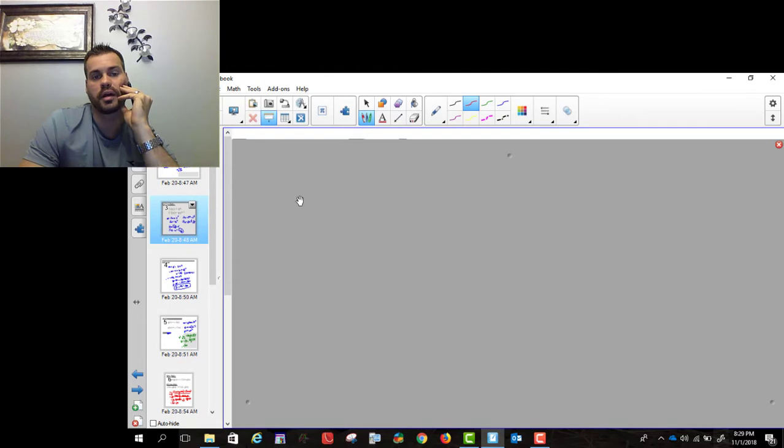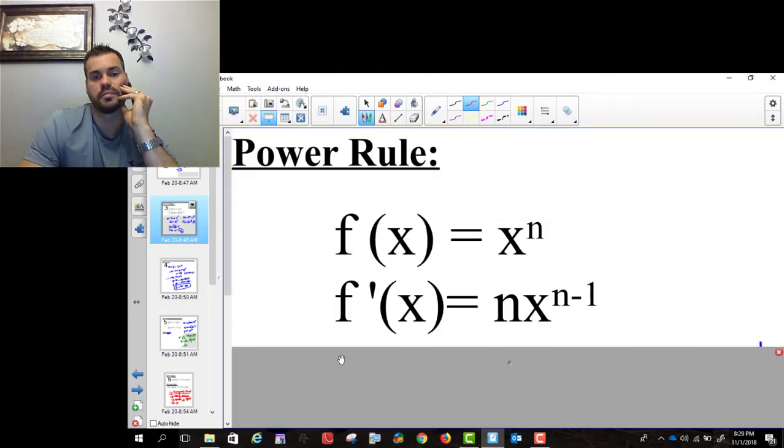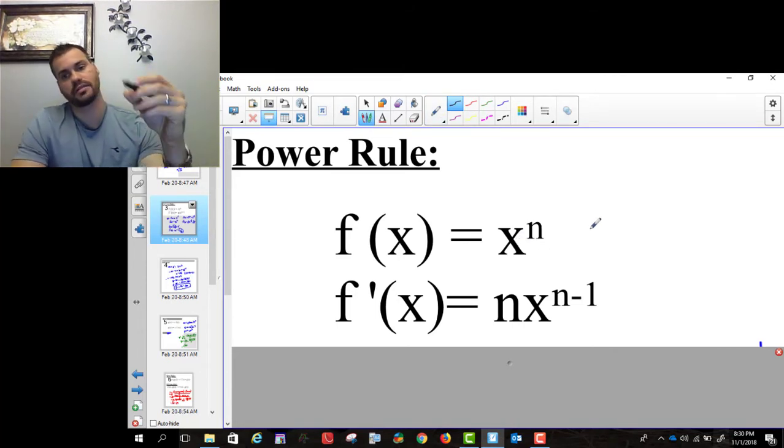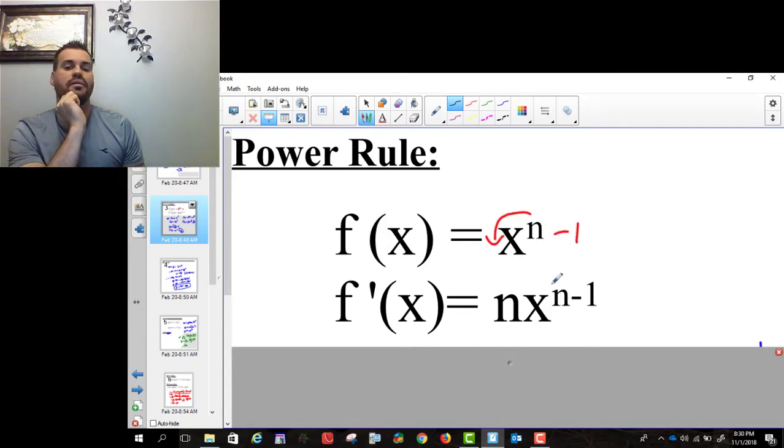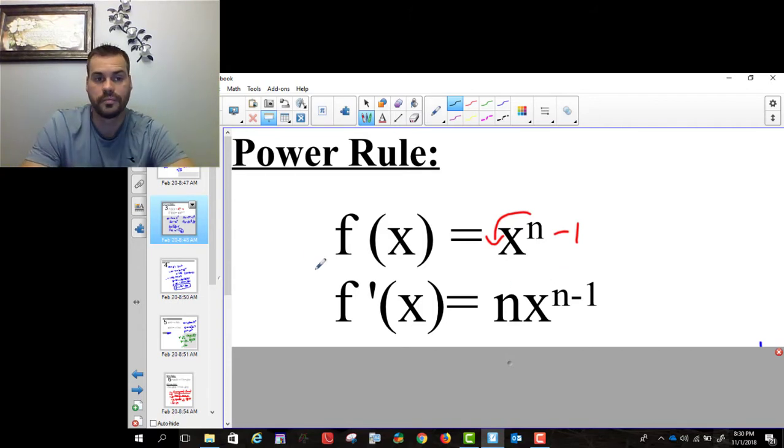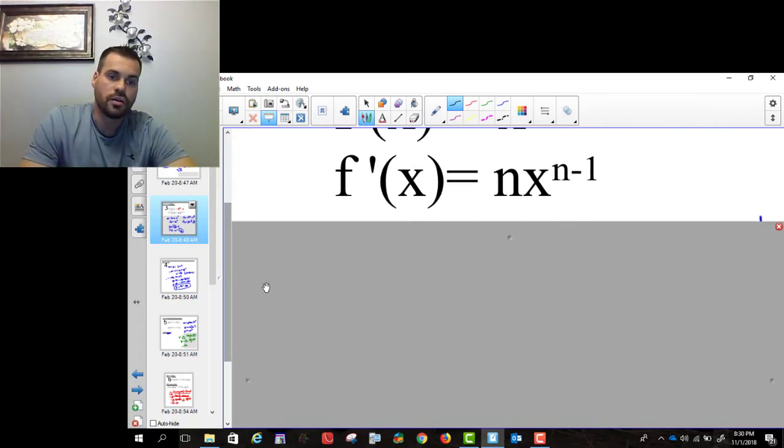The second one we want to talk about is the power rule. What the power rule says is that if the function f of x is equal to x to the n, so x to any power, then the derivative of that is you bring the power down in front, and then you subtract 1 from the power. Okay, that's the rule. So I'm going to show you an example of that.